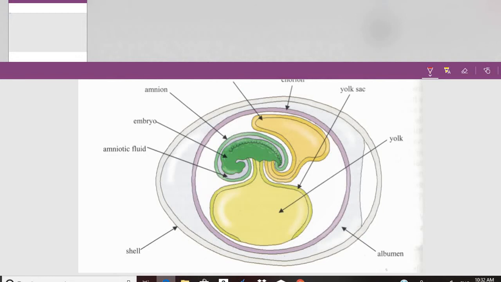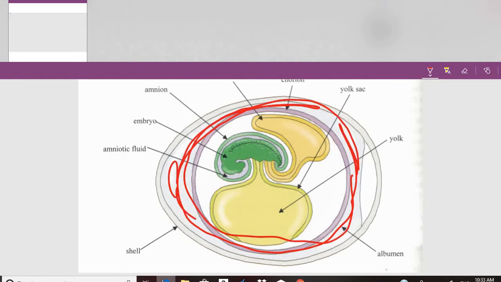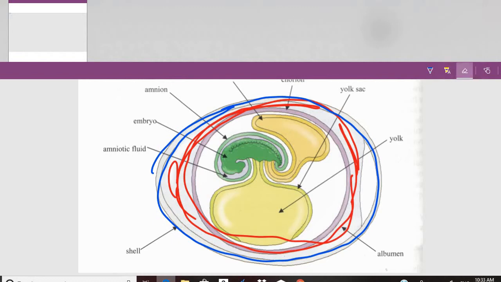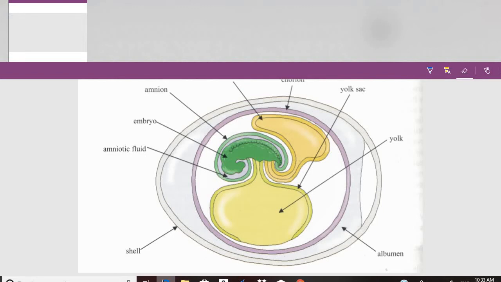So all of this here is the albumin. It's the white part of the egg. When you break into a chicken egg, you see the albumin, that's the white part of the egg. And then all of this is surrounded by the outer shell, that again we said has very small pores in it that allow some things in and prevent other things from going in.